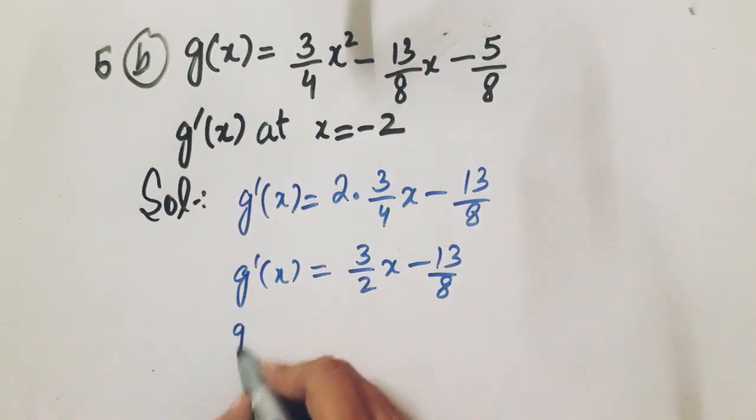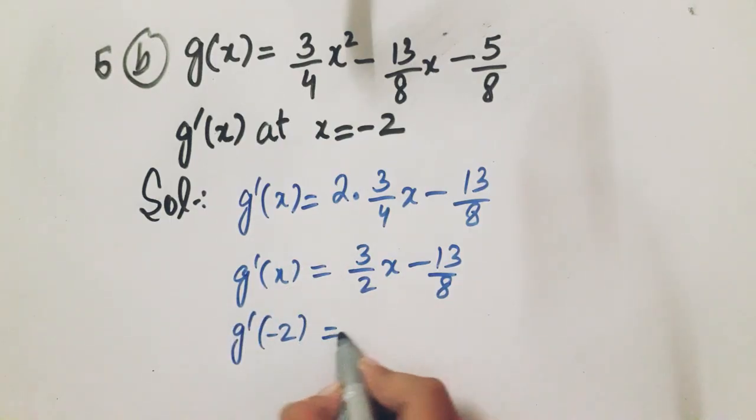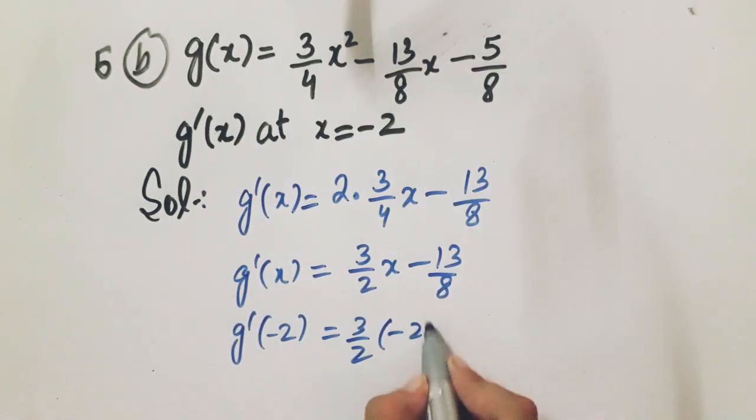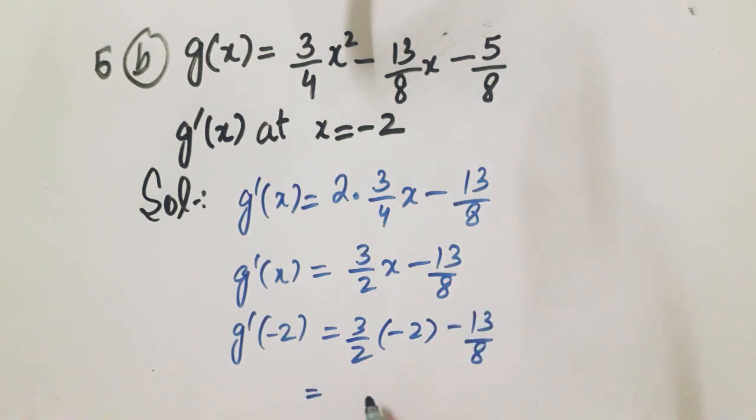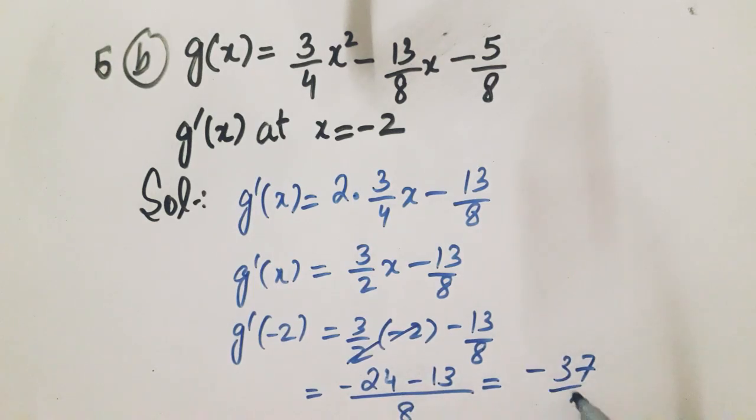Now x equal minus 2. So we will write this as, 2 and 2 are cancelled out. So by taking the LCM 8, we will get minus 24 minus 13. So this will be minus 37 over 8. So this is the answer. Now we will solve question number 6.